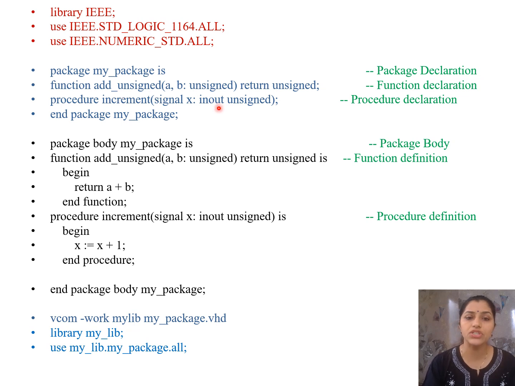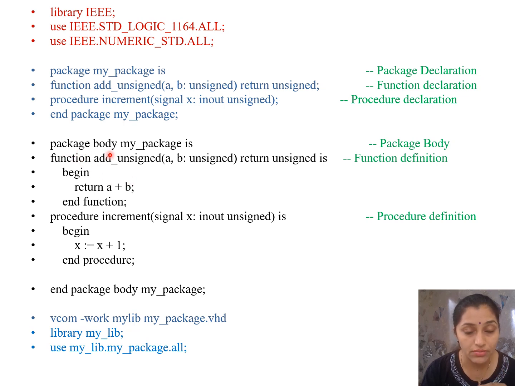What I have declared is a function; my function's name is add_unsigned. But here I haven't mentioned how it will work. You can assign any name. I haven't mentioned how this procedure will work. So how these things will work, that I will declare in the package body.